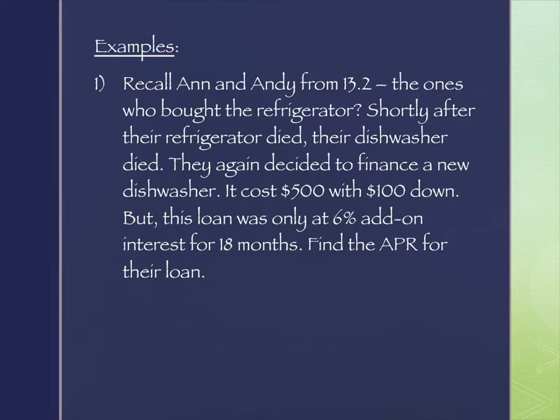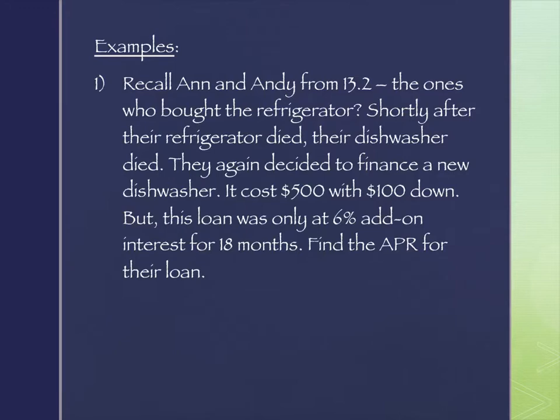But so their refrigerator dies, then their dishwasher dies. So they go and they buy a new dishwasher. Again, they finance a new dishwasher. This time there's not that grace period like there was back on that particular problem we did before. It's simply $500 for the dishwasher with $100 down. But this loan is a 6% add-on interest rate. Okay, it's 6% for 18 months. And we're going to find the APR of the loan.